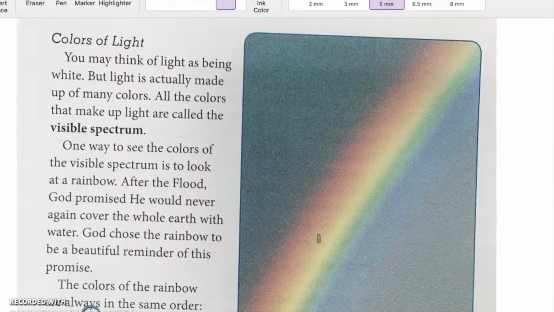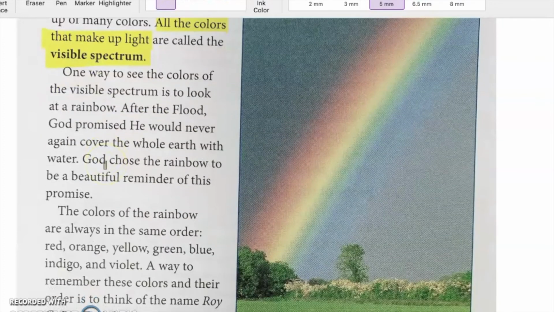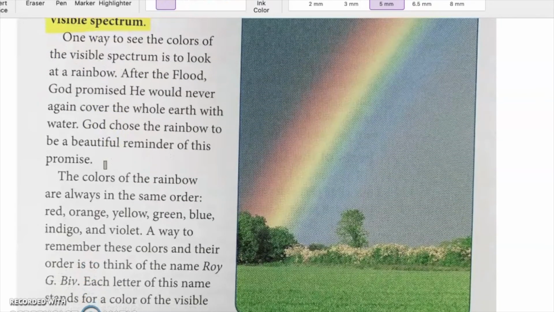Colors of light. You may think of light as being white, but light is actually made up of many colors. All the colors that make up light are called a visible spectrum. I'm going to highlight this. One way to see the colors of the visible spectrum is to look at a rainbow.